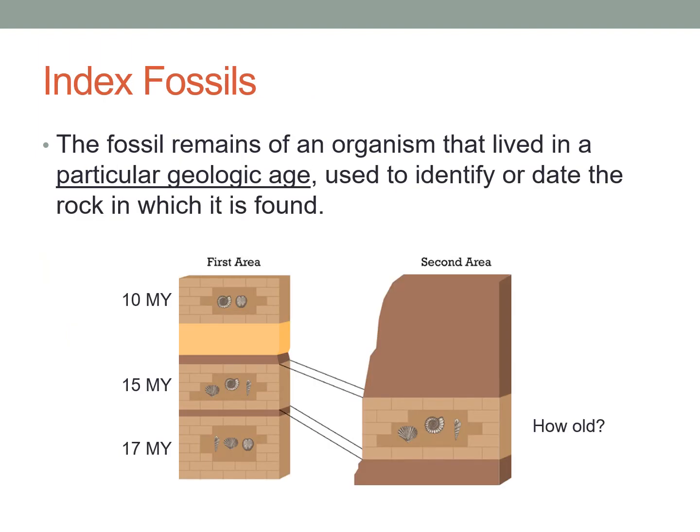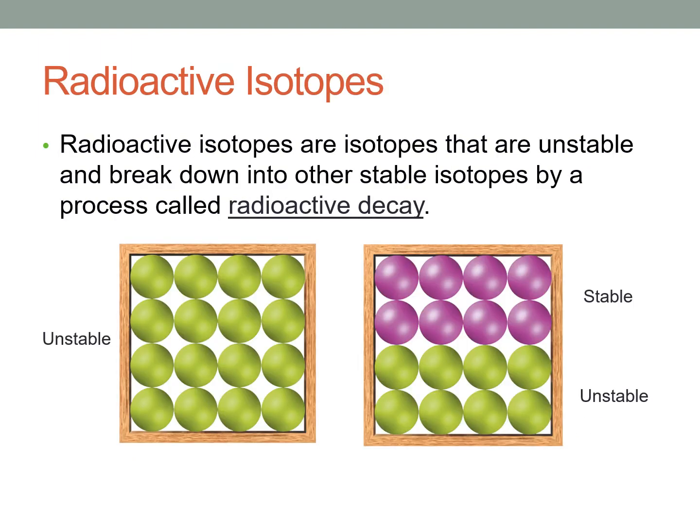Index fossils are fossil remains of an organism that lived in a particular geologic age, and they're used to identify or date the rock in which they are found. So we know certain index fossils were only alive during a very particular time. If we find that index fossil, we can say, okay, this rock is from this particular geologic age. So we are able to give it a date based on when we know that index fossil was alive.